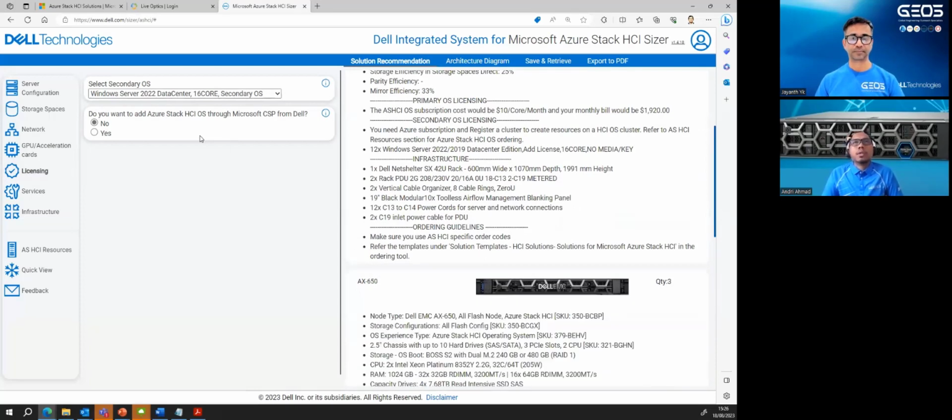Obviously, you can also leverage your enterprise agreement, volume licensing, and specifically leverage the Azure Hybrid Benefit using Software Assurance.